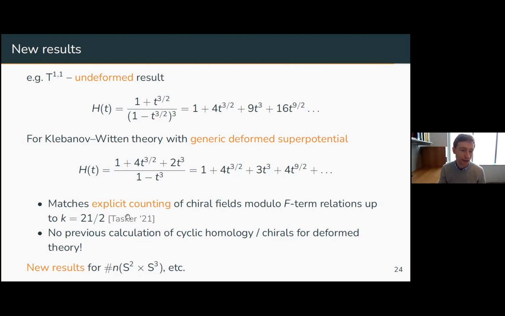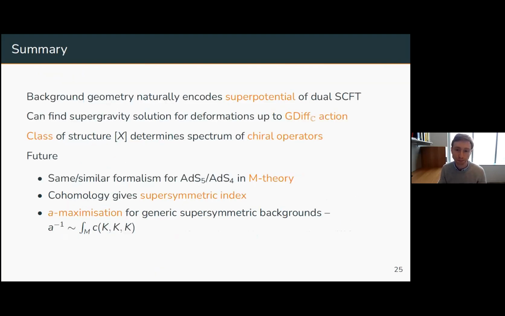But what's interesting is that there was no previous calculation of this in the field theory, effectively because it's very hard to calculate these cyclic homologies. As I said, you can do this for any Sasaki-Einstein. It only uses the underlying Sasaki-Einstein structure. So you can also do this, for example, for deformed field theories dual to Sasaki-Einsteins of this form, which are just U1 bundles over Del Pezzo surfaces. And these are all new results that weren't known before.